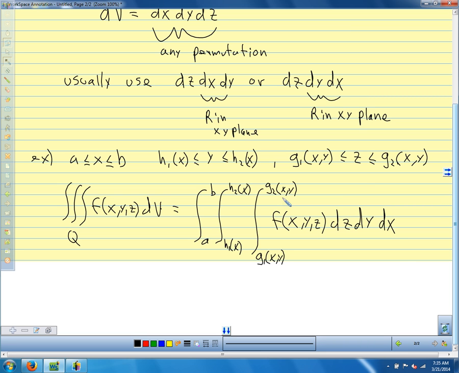All right, questions on our setup here? All right, let's look at a couple of examples, and then I want to talk about some applications.